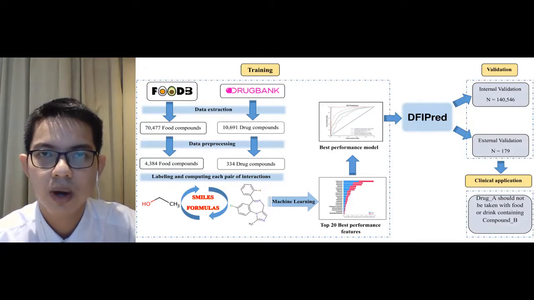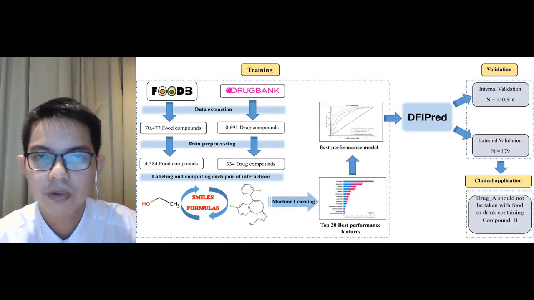Today, I'm going to talk about my thesis with the title of DFIPred, a novel machine learning-based prediction model for drug-food interactions from chemical structures.